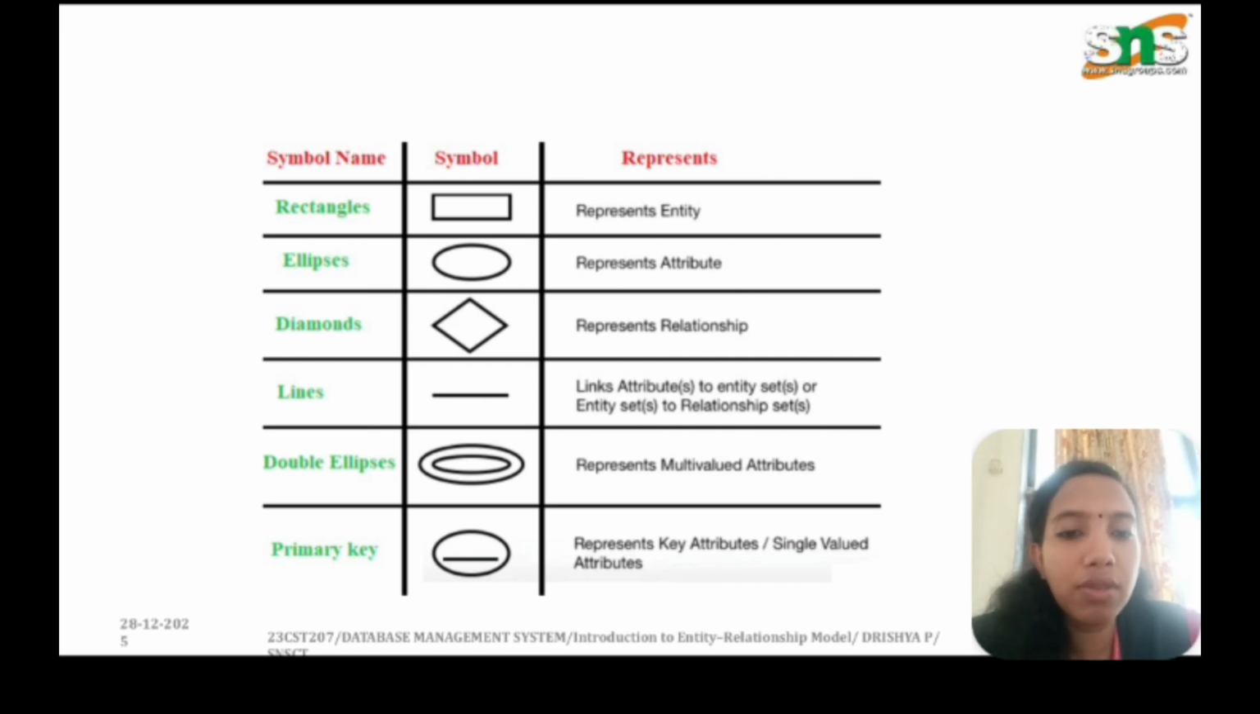Suppose we have an attribute address, which contains more values like state and country. That is a multi-valued attribute, shown with a double ellipse. Another example is phone number. Suppose a person has more than one phone number, so the phone number attribute is a multi-valued attribute. Then this is the primary key.